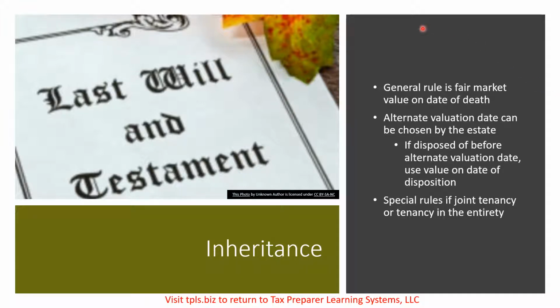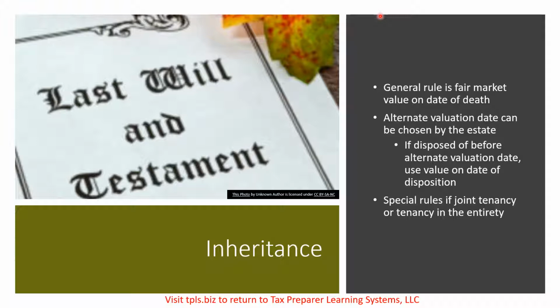The basis of property inherited from a decedent is generally one of the following: the fair market value of the property at the date of the individual's death, the fair market value on the alternate valuation date if the personal representative for the estate chooses to use alternate valuation, or the value under the special use valuation method for real property used in farming or a closely held business if chosen for estate tax purposes.